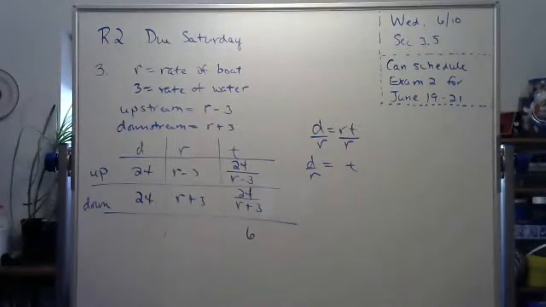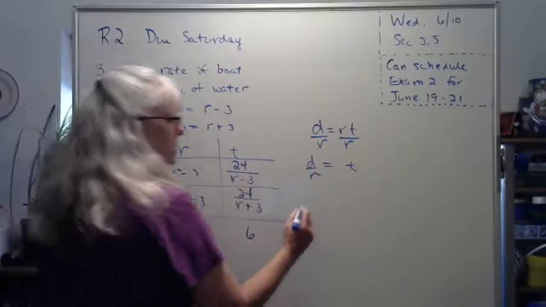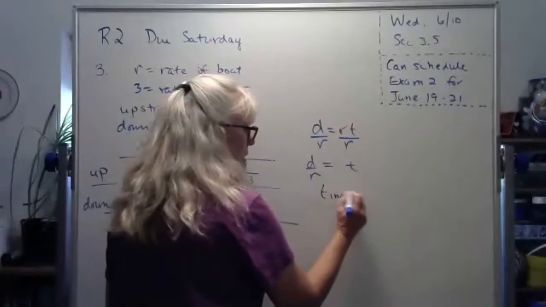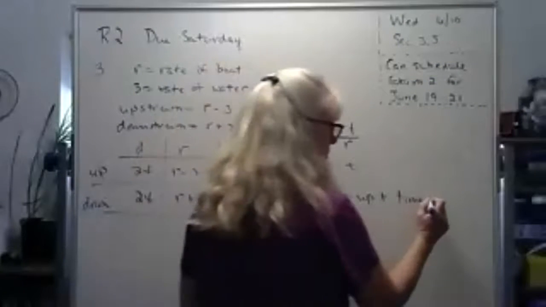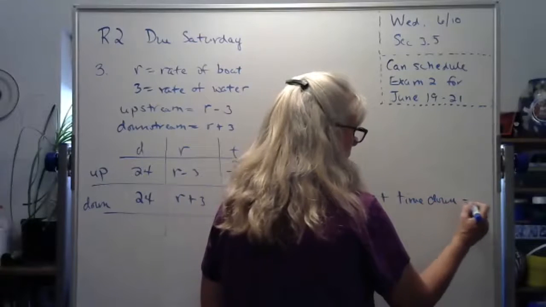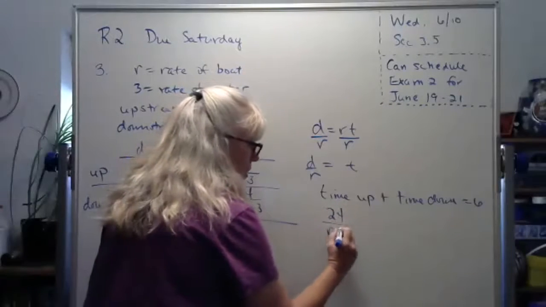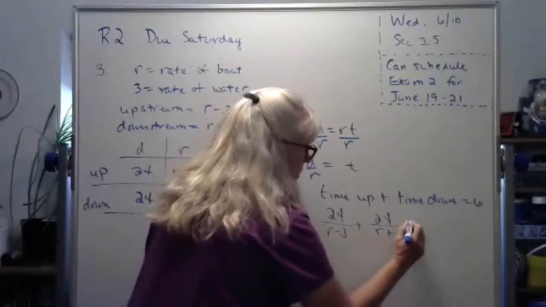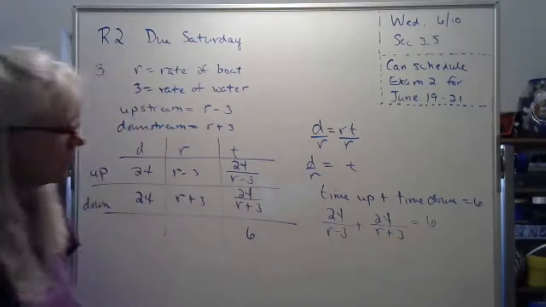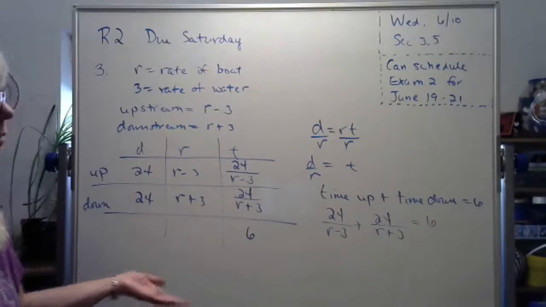So we finally got the chart filled in. Notice that that's different from what we did before. What we're going to use, though, is the same last column in order to write it. So we're going to recognize that the time it takes us to go upstream plus the time it takes us to go downstream is going to be equal to that 6 hours. So we're going to set 24 over r minus 3 plus 24 over r plus 3 equal to 6. And there's your equation. So I'm going to leave you to solve it, but that's our equation.